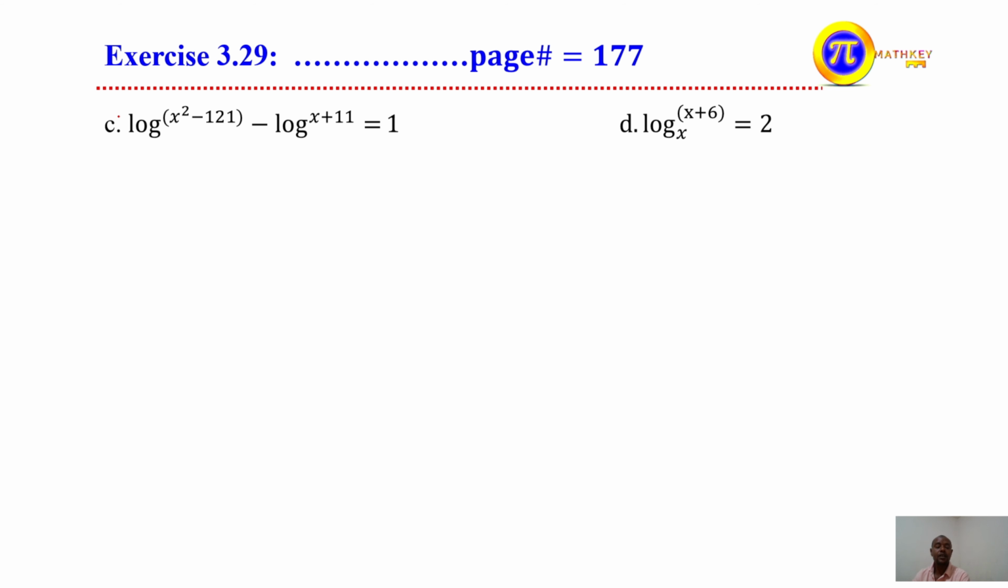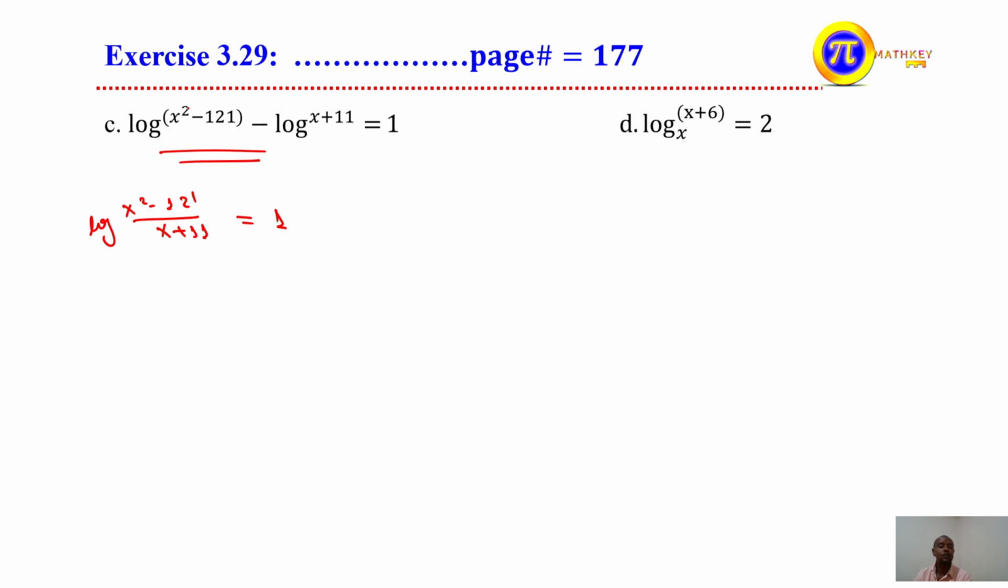When we come to the next one, it says log of x squared minus 121 minus log of x plus 11 is equal to 1. Similarly, this is the difference of two logarithms, which means a quotient of the logarithms, which equals log of x squared minus 121 divided by x plus 11, as we did before, which is equal to 1.